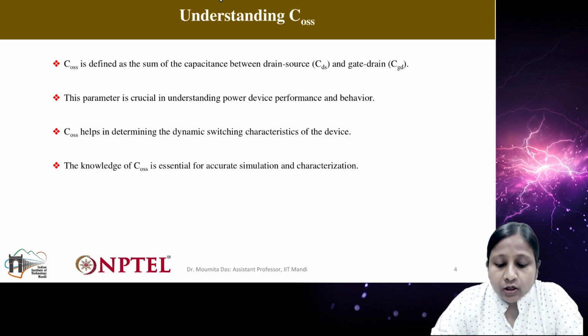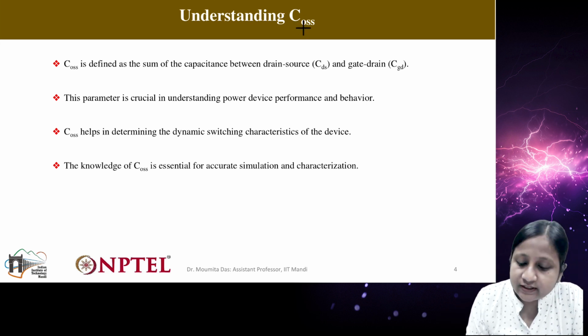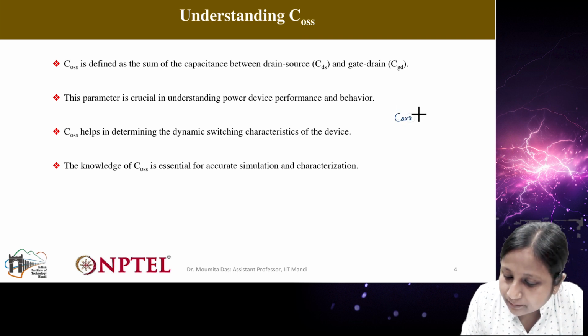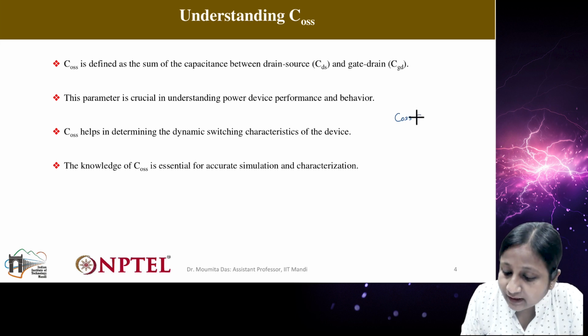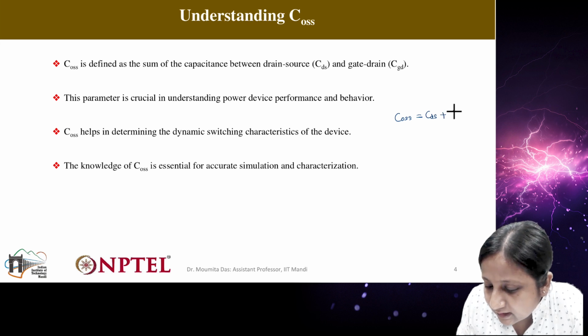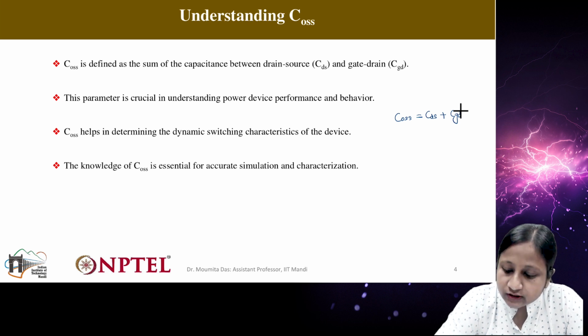The first thing: in the datasheet, as I have already told you, there are three different capacitances. One you probably know as the output capacitance. This is what is shown here, COSS, known as the output capacitance. This COSS is the summation of two different capacitances: CDS, the drain to source capacitance, plus CGD, the gate to drain capacitance. These two capacitances combine to give COSS.